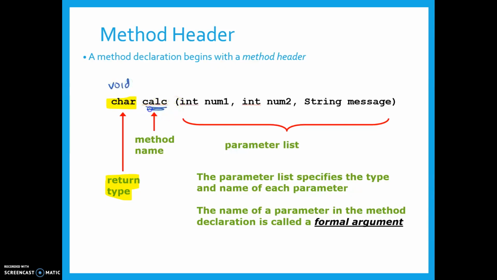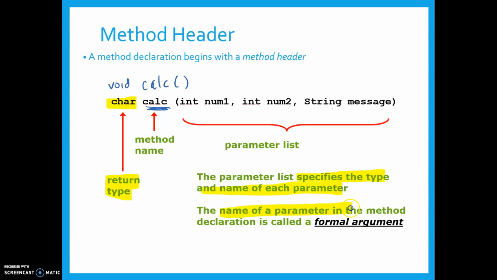Next, this here is the method name, and that is what's going to be used when the method is called or invoked. After that, we have parentheses, and this method happens to have 3 parameters. It's possible that a method has no parameters, and if that were the case here, it would say calc open close parenthesis. And the order of these parameters makes a difference. It defines how the computer is expecting you to call the method. So the parameter list is going to specify the type and name of each parameter.